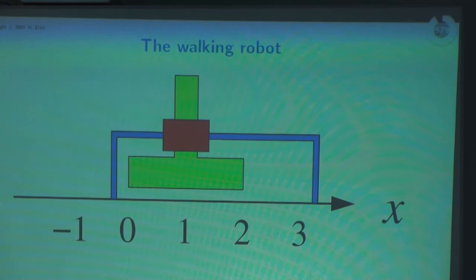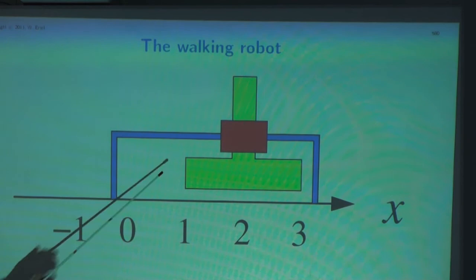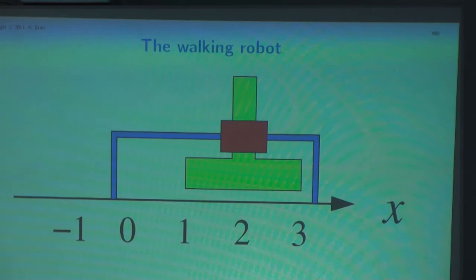What happens if I do this movement is, I expected, okay, now the body moves to the right. No, what happens is the bar moves to the left due to the inertia, the mass inertia. We didn't think of that.